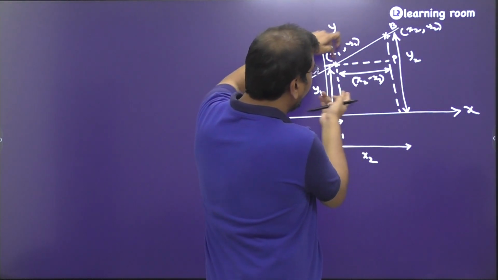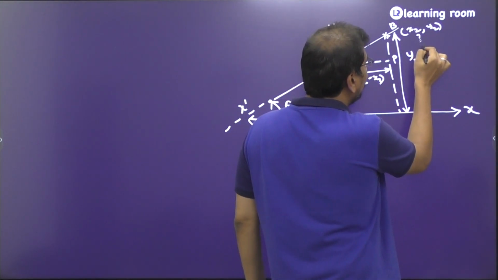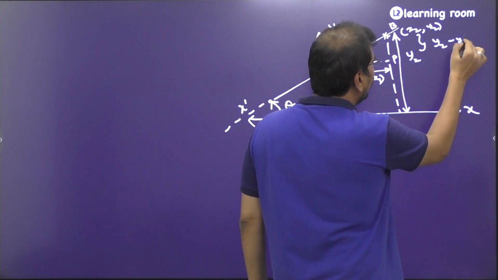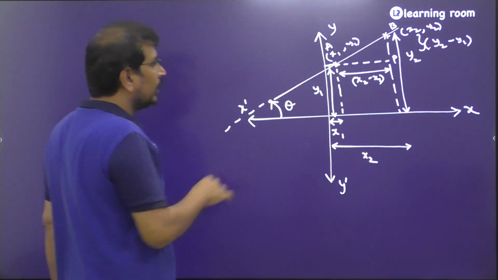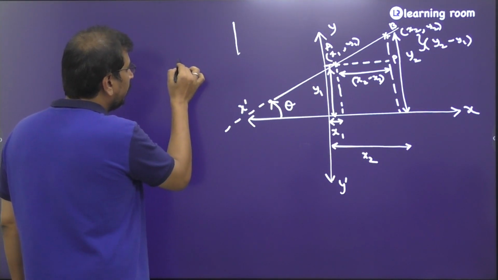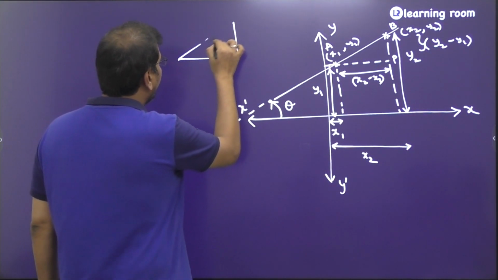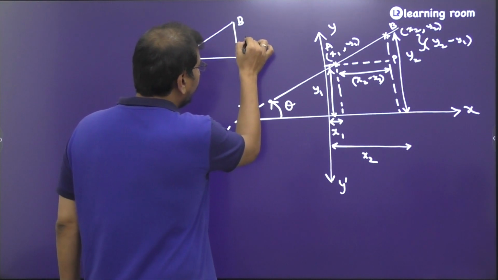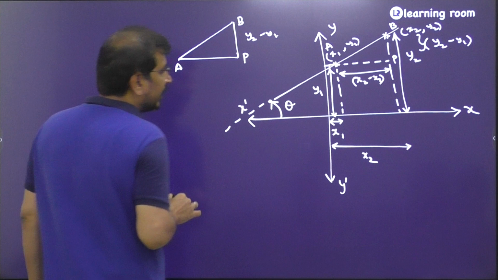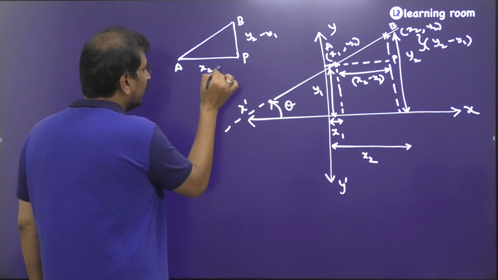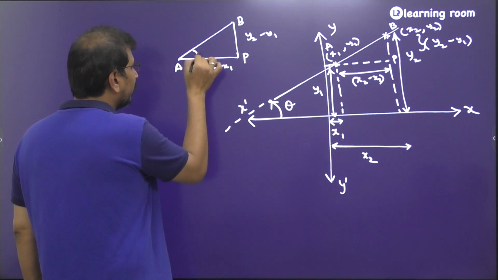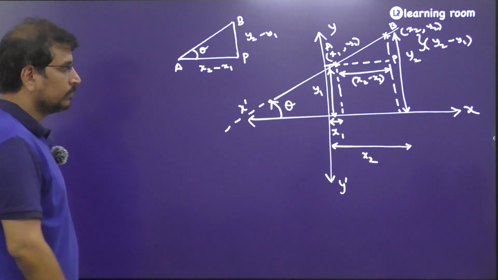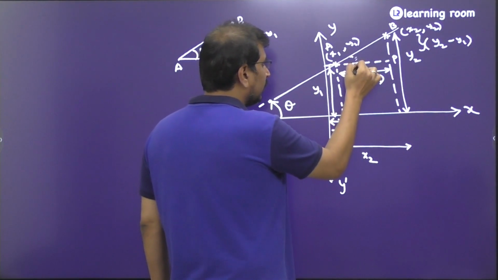If this distance is y2, this is y1, then how much is y2 minus y1? So if I take the triangle BPA, what is BP? Y2 minus y1. What is AP? X2 minus x1. Then what is this angle? It is theta. Because if this is theta, this is also theta.